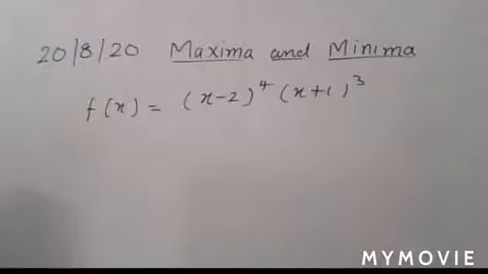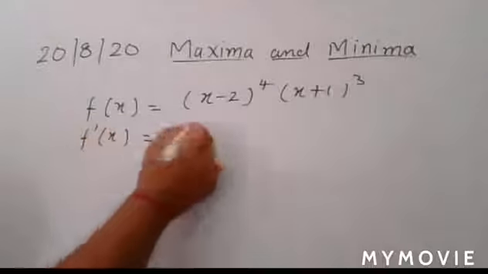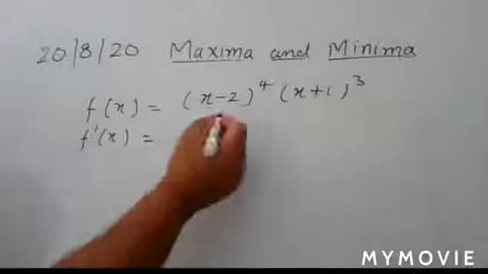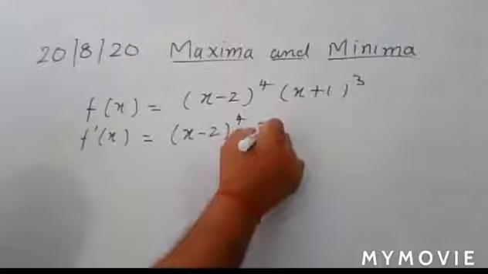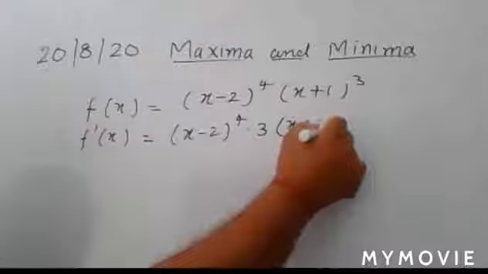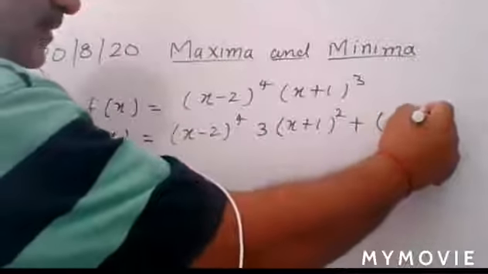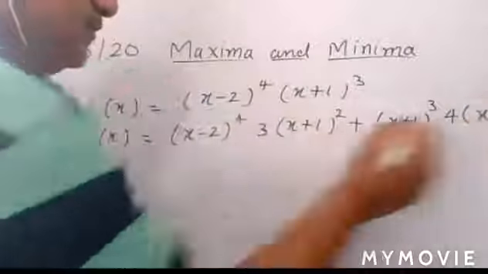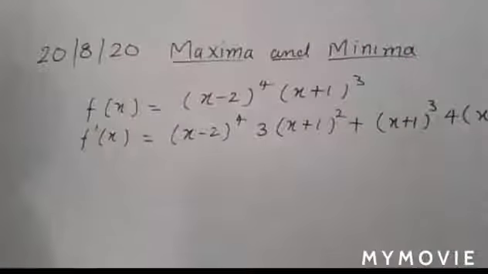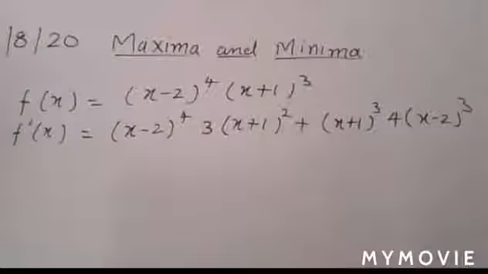So here you use the first derivative method. If you take f'(x), you apply the product rule. First function (x - 2)^4 times the differentiation of the second, so 3(x + 1)^2, plus the second function (x + 1)^3 times 4(x - 2)^3. So in this way, you have the value of f'(x).